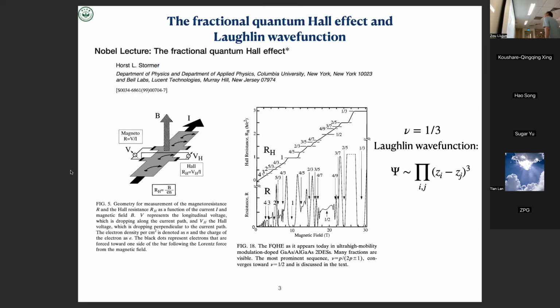Okay. Let me start with the story of topological order from the story of the fractional quantum Hall effect in the 1980s, when I was born. The fractional quantum Hall effect is a very famous, strongly correlated physical phenomenon, which won the Nobel Prize. A very important progress was that Bob Laughlin proposed the very famous Laughlin wave function for these very complicated states of matter.